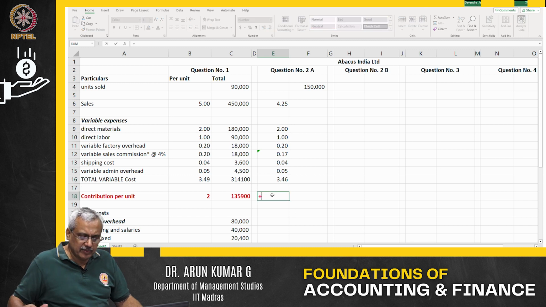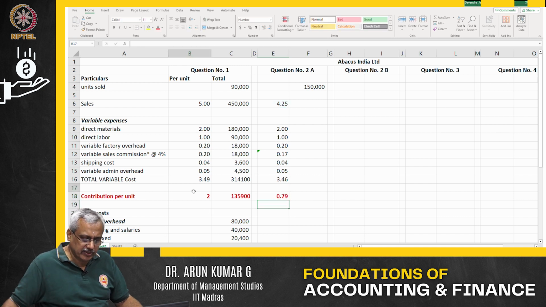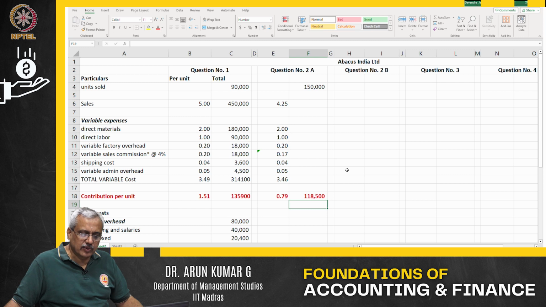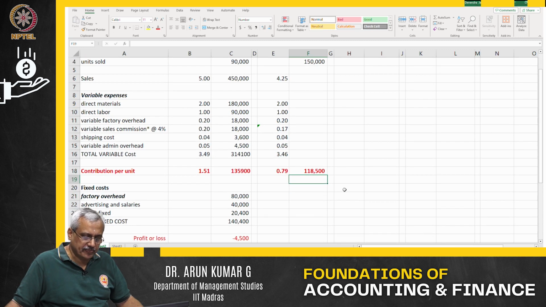What is going to be my contribution? My contribution is going to be 4.25 minus this. My contribution is 0.79 is what I got out here in this particular case, and my total contribution is going to be this into the same number of units out here. This is what my total contribution is going to be.